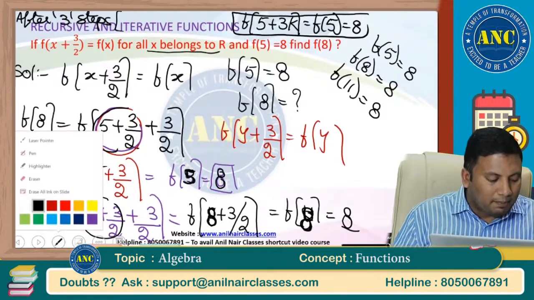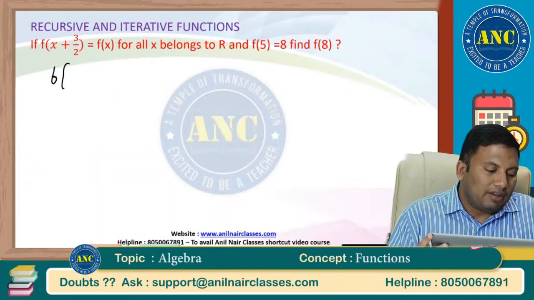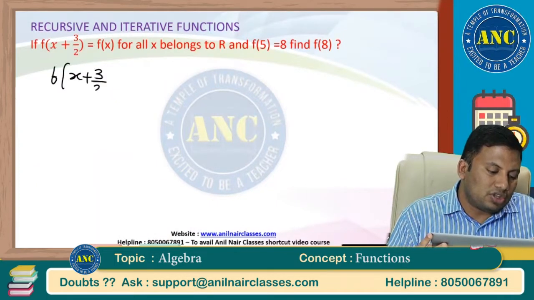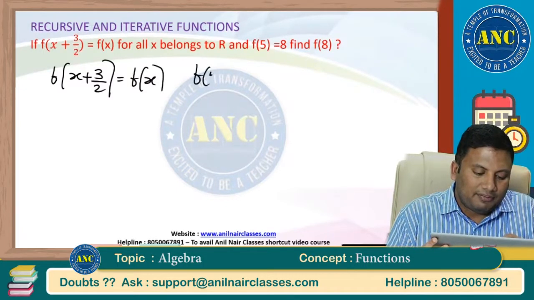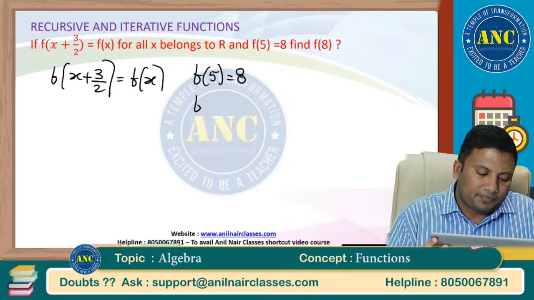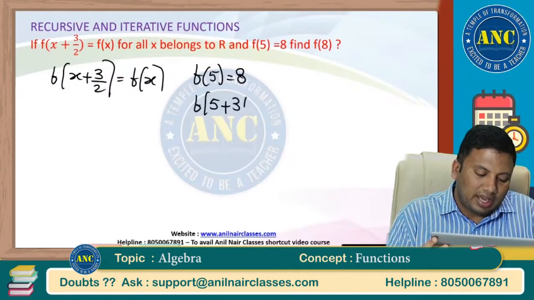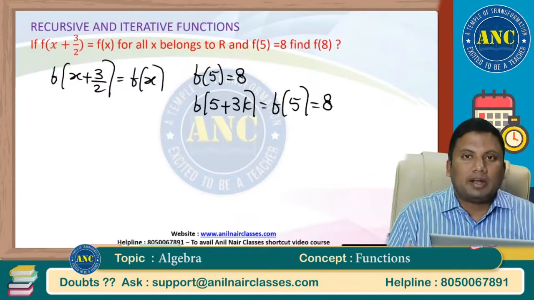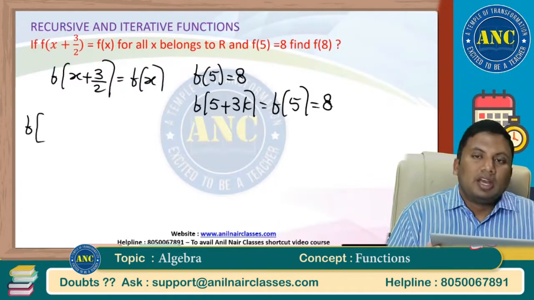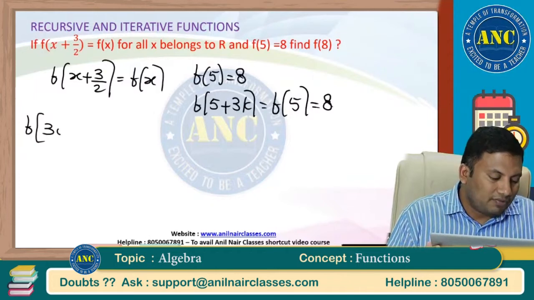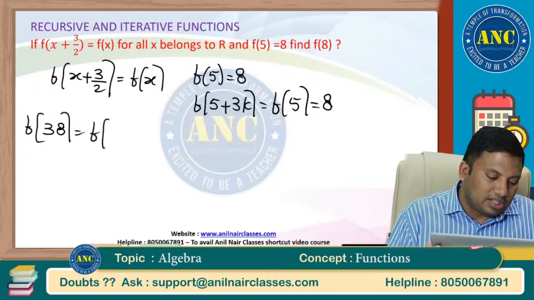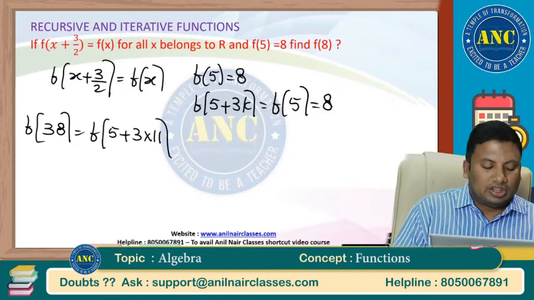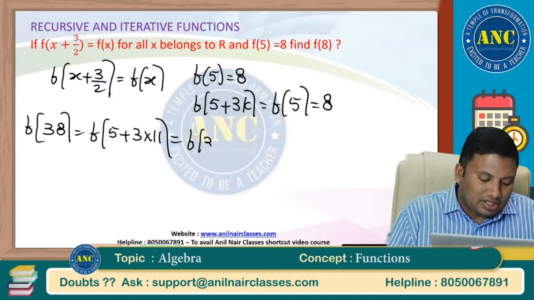Very, very important concept to know. F of x plus 3 by 2 is nothing but f of x. So f of 5 is given as 8. F of 5 plus 3k is nothing but f of 5, which is 8. Suppose for example the question is f of 38, let us check whether it is of this form. F of 5 plus 3 into 11. 3 11s are 33 plus 5. F of 38.